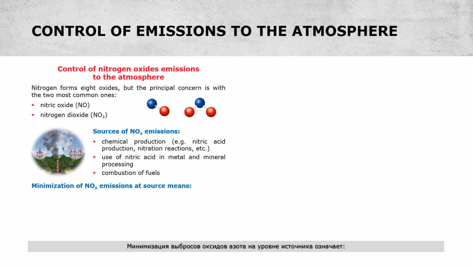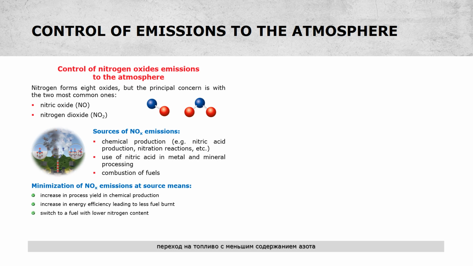Minimization of nitrogen oxides emissions at source means increase in process yield in chemical production. Increase in energy efficiency leading to less fuel burnt. Switch to a fuel with lower nitrogen content. Minimization of nitrogen oxides formation in combustion processes.